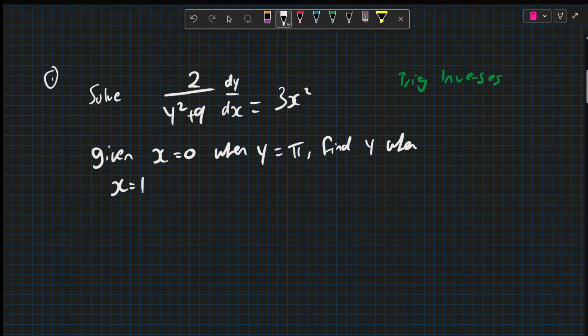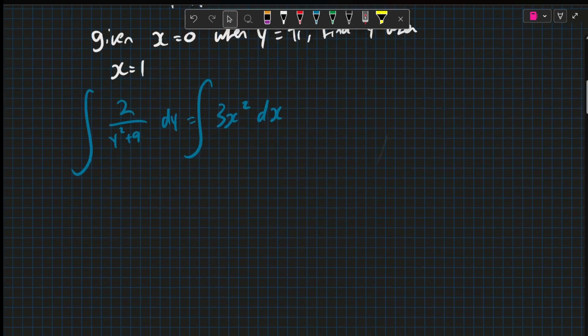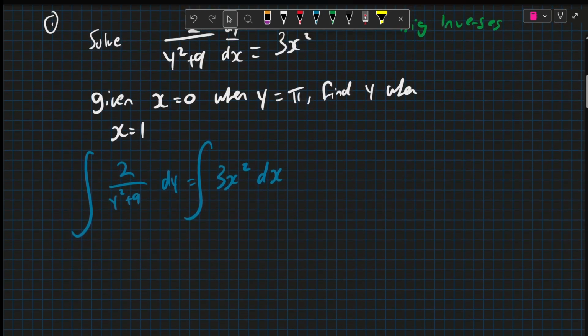So obviously we're going to have to do separation of variables here. So what we'll end up doing is I'm going to separate this into blue. So we'll have 2 divided by y squared plus 9 dy equals 3x squared dx, and then we're going to integrate both sides. This is a step that everyone should be able to do if you're leaving cert home, otherwise it'll be a bit concerning. But you can go ahead and try this problem yourself and see if you can get the same answer. We're told that x is 0 when y is pi, and we're told to find y when x is 1.